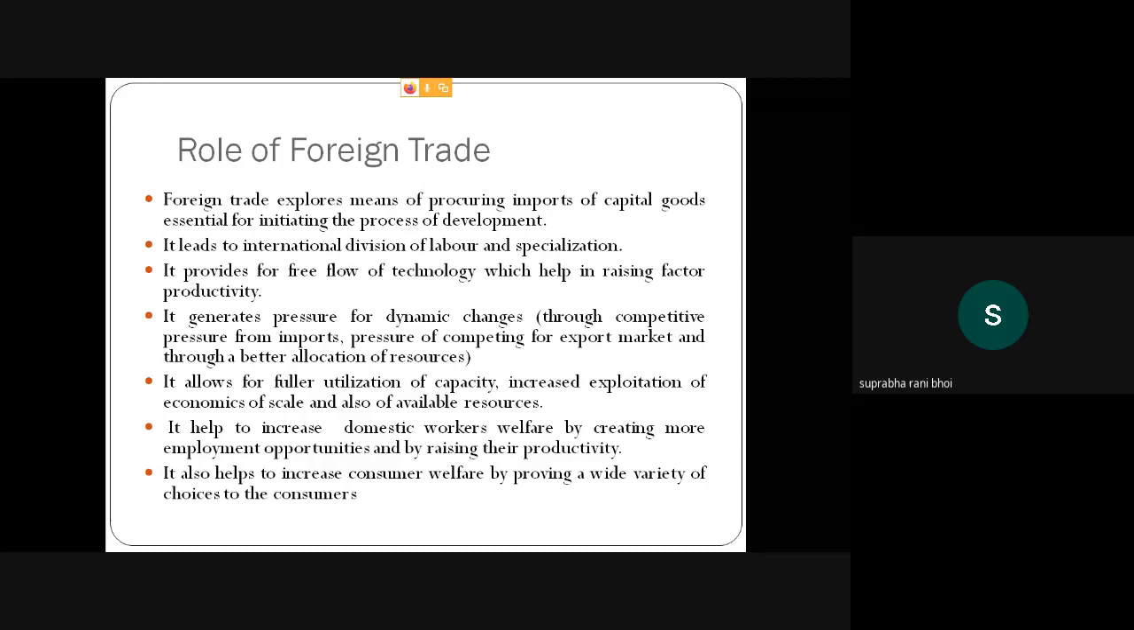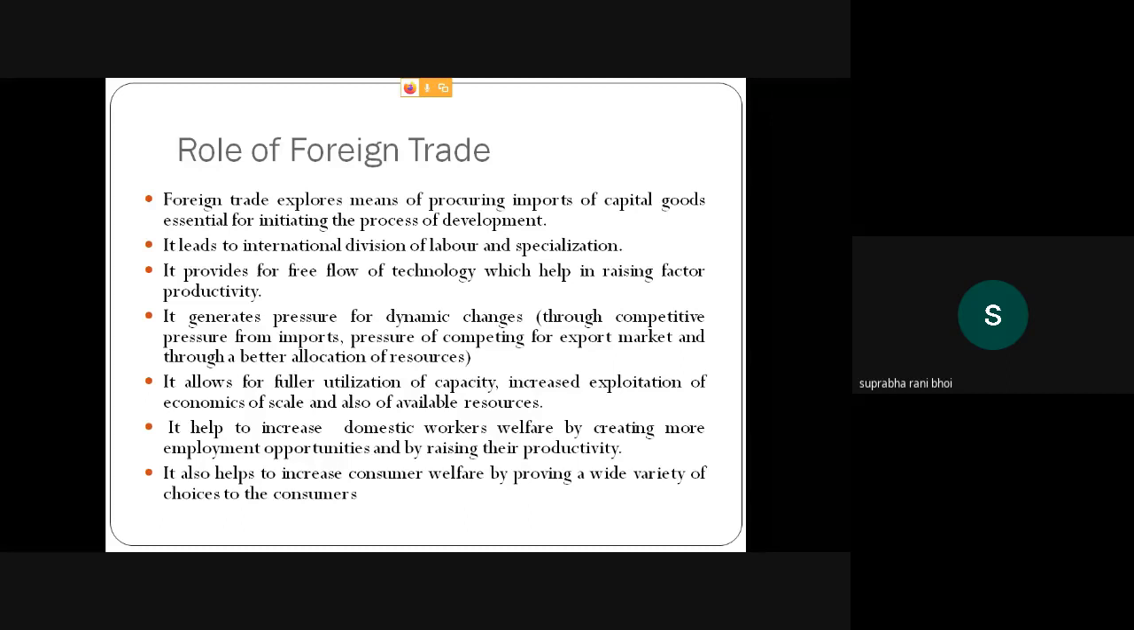Then, what is the role of foreign trade? Why am I emphasizing the role of foreign trade? Because foreign trade is one of the important sectors. Why an important sector? Because it's playing an important role. The number one role is that we import varieties of capital goods which are essential to initiate the process of production in our country. And with the process of production, we start the process of development. So the number one role that foreign trade is playing is procuring the import of capital goods, which is essential to initiate the process of development.